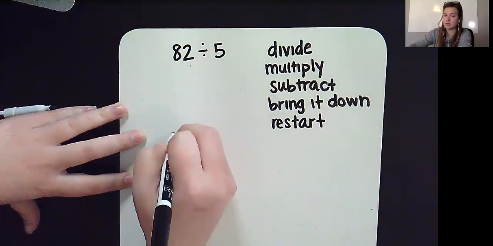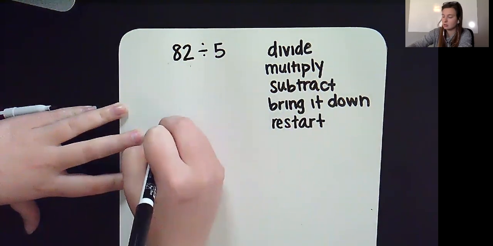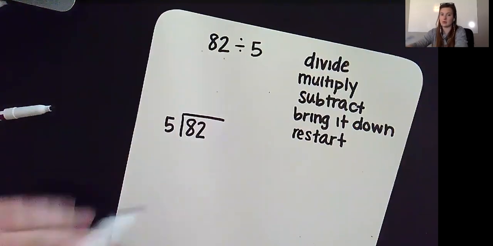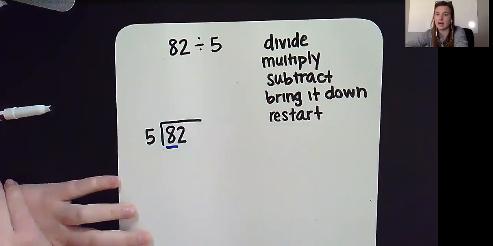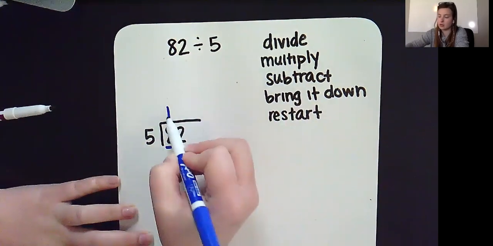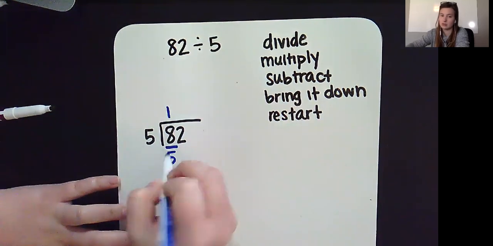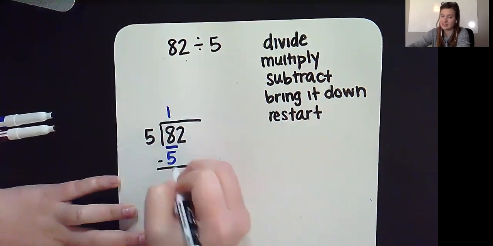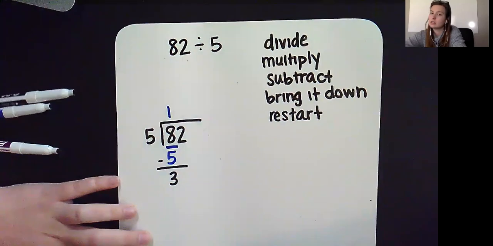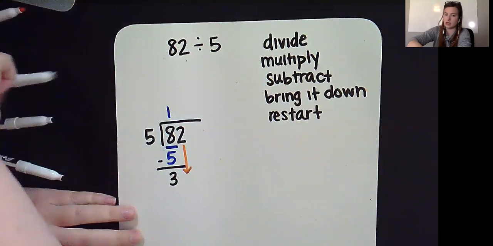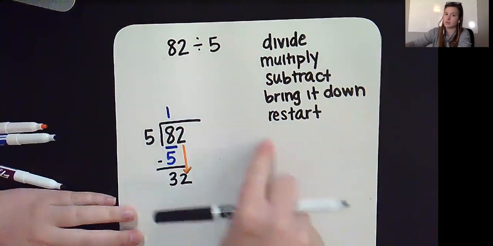So to set up my problem, I'm going to put 82 inside and 5 on the outside. First thing I need to do is divide. I'm going to divide 8 by 5. If I have 8 apples, how many groups of 5 can I make? I can make 1 group. Now I'm going to multiply. 1 times 5 is 5. Then we will subtract. 8 minus 5 is 3. And then we're going to bring it down. I'm going to bring that 2 down. And then bring it on back or restart.